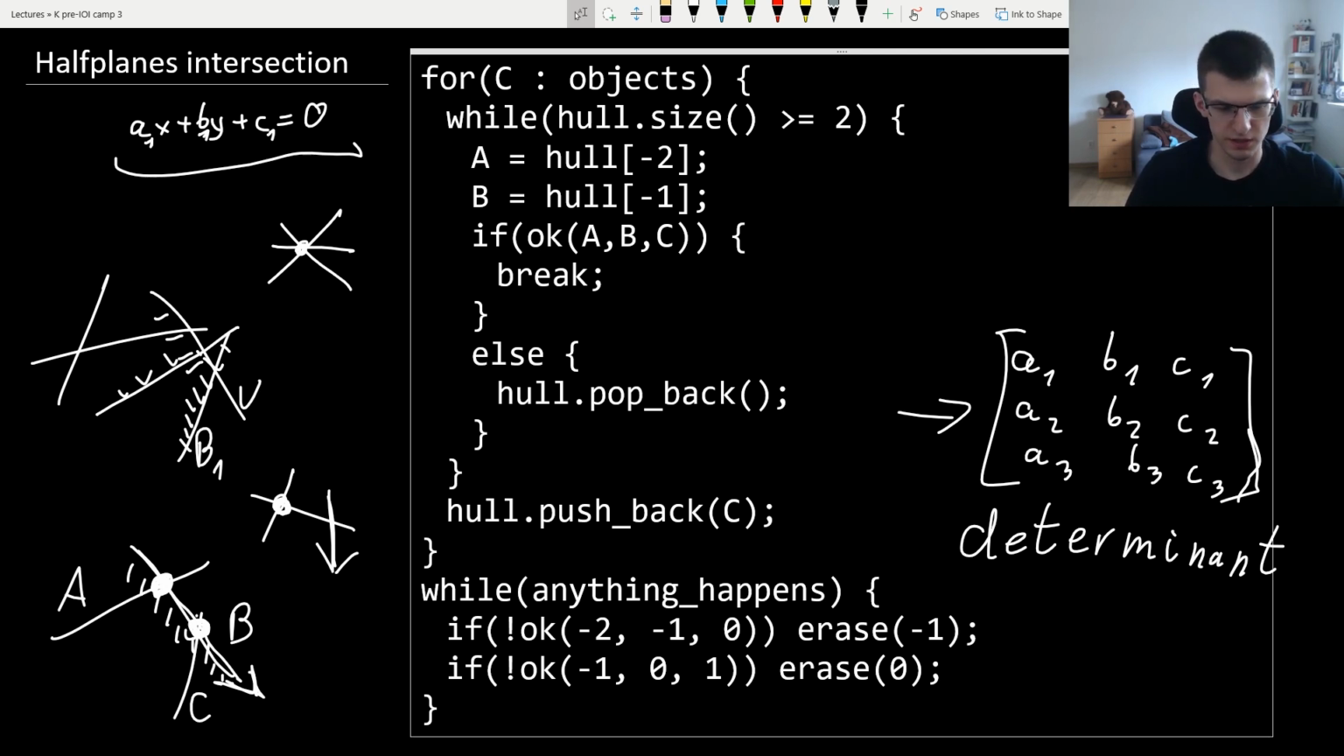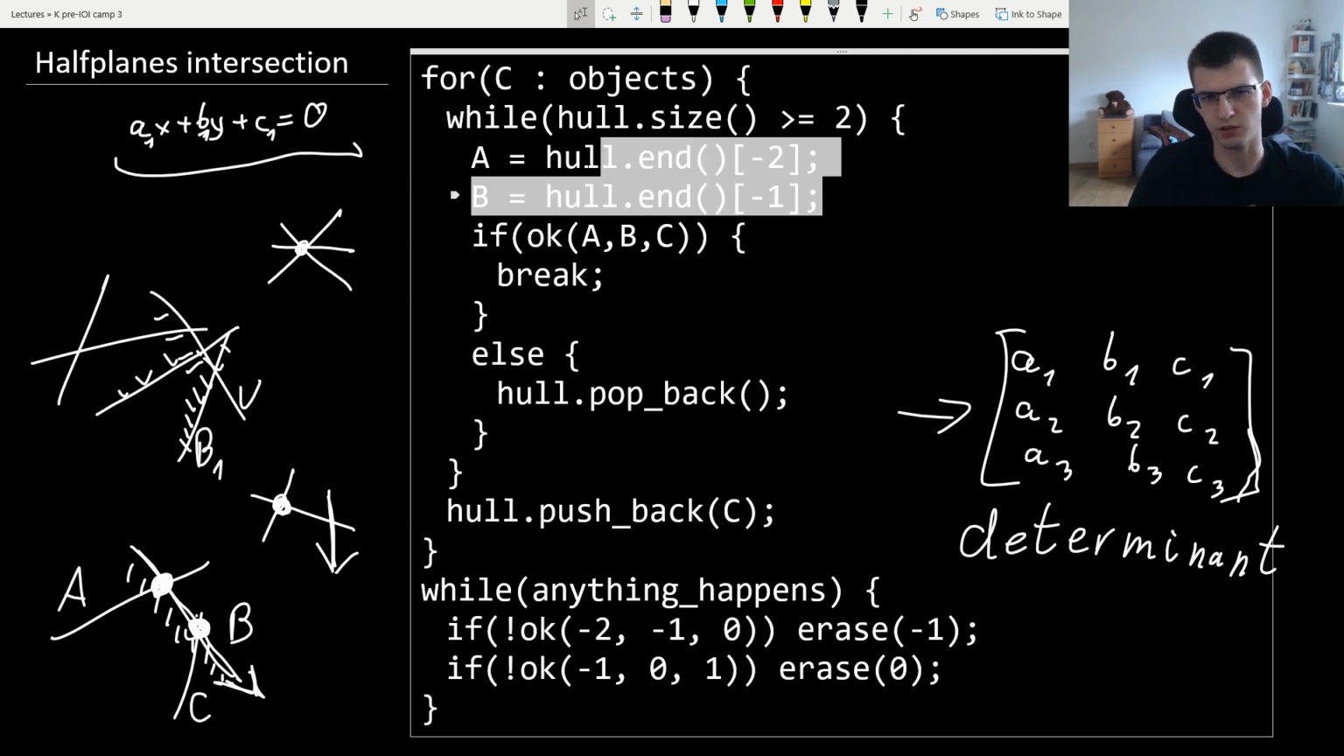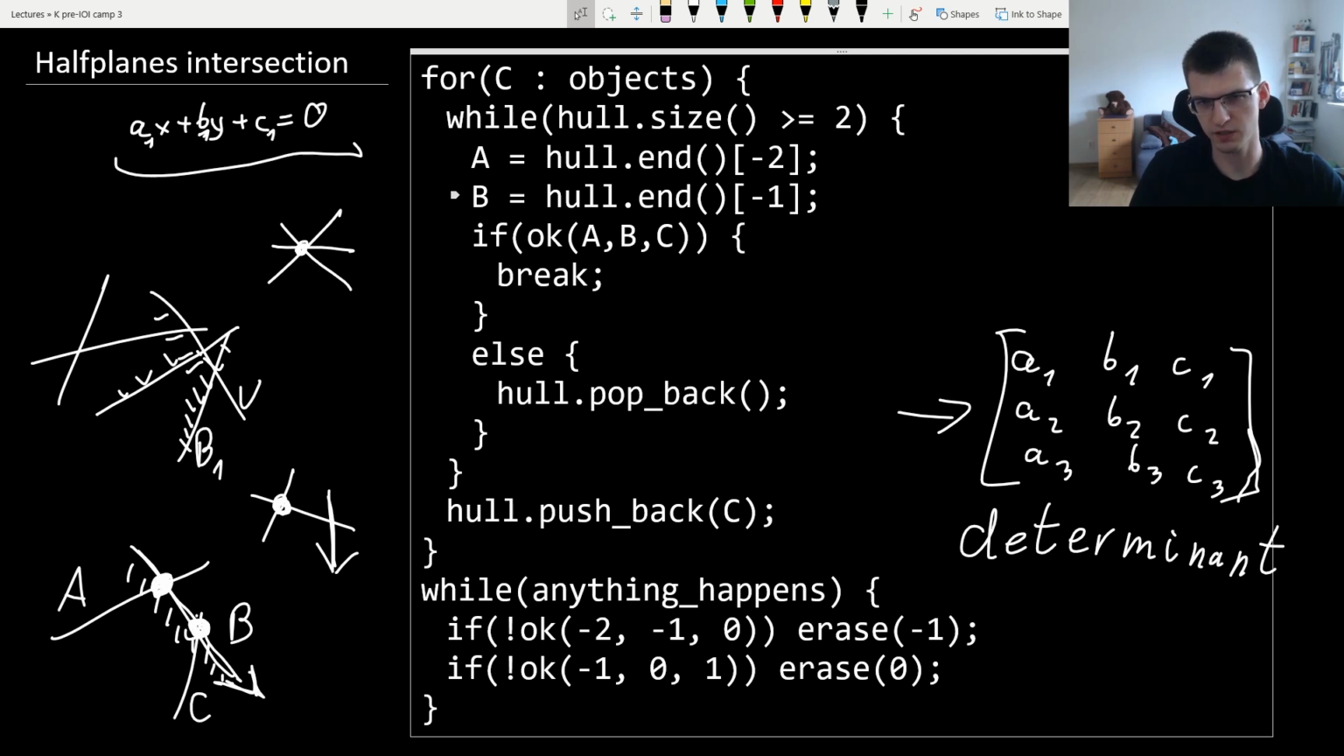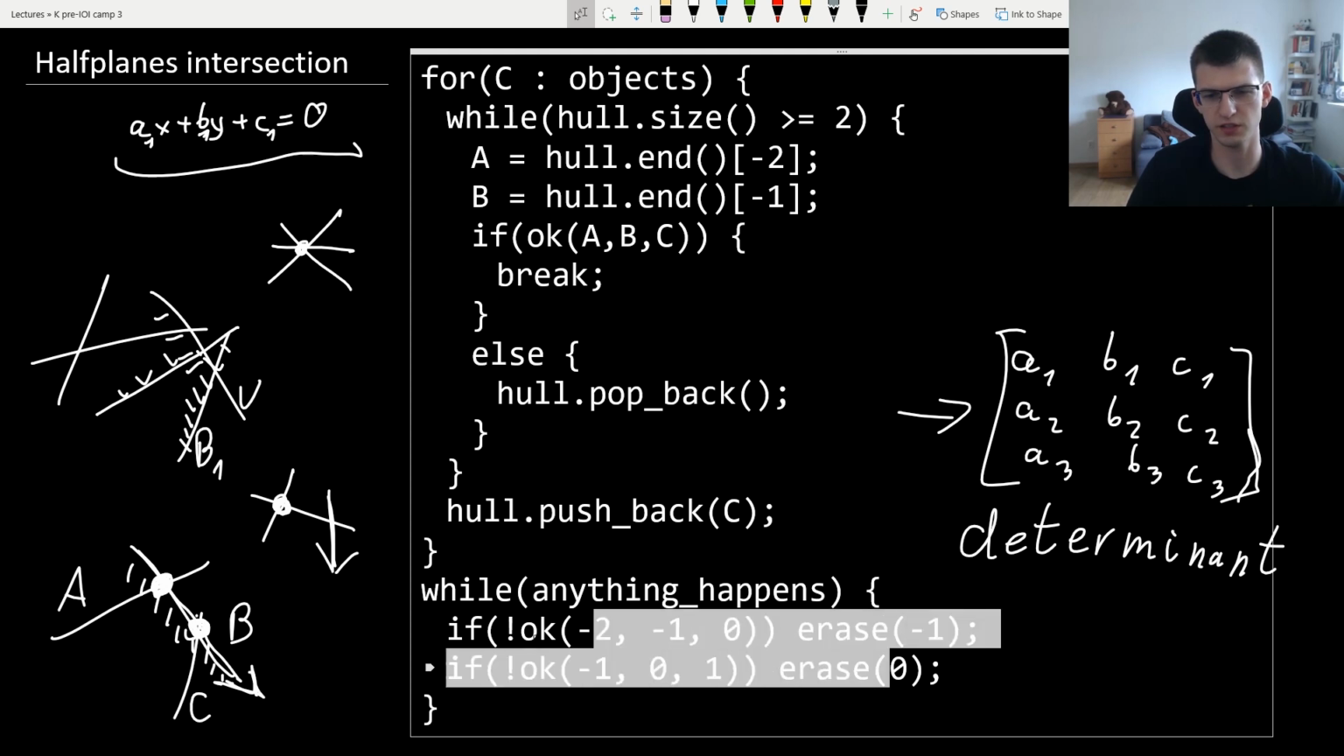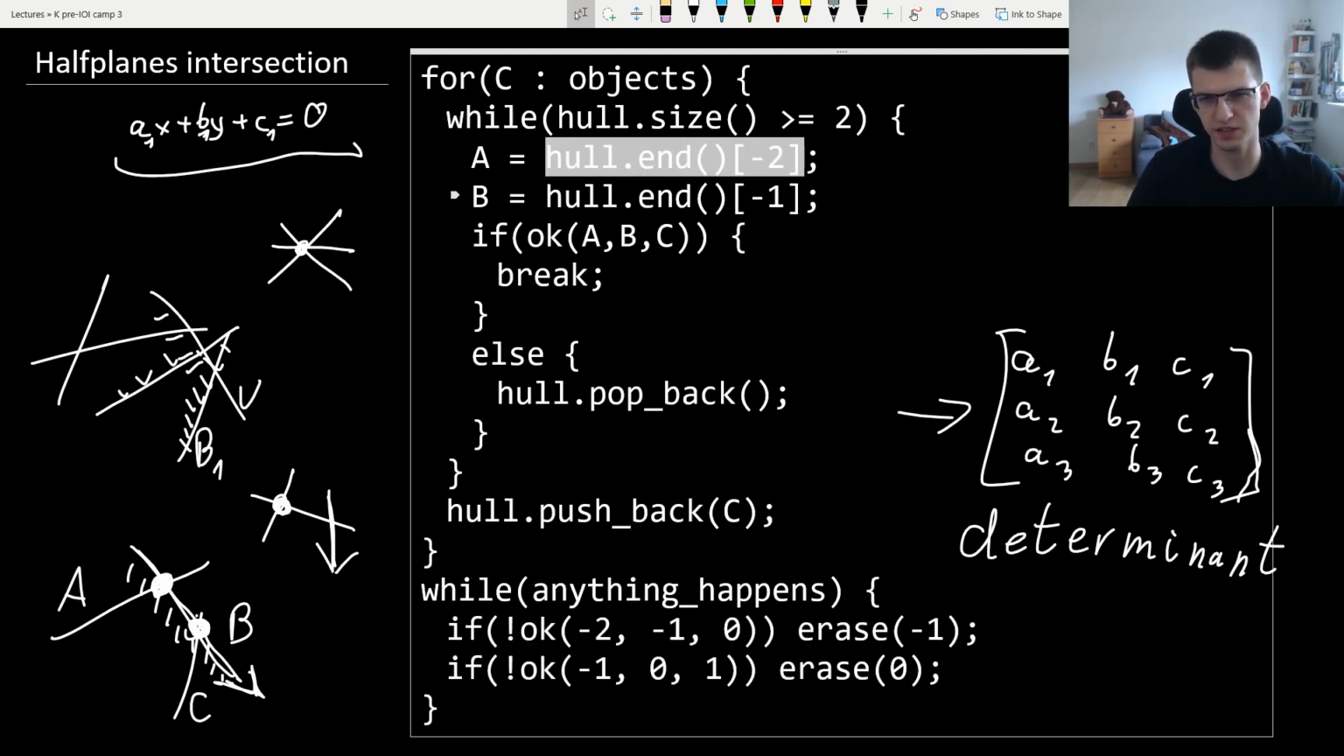In C++, by the way, you can write this. And that is now not pseudocode. This works. A and B will be the second last object and last object. Of course, the last object can also be accessed like that. But maybe this looks nicer and we see what happens. Also, in those ifs there, you can use this thing for accessing the second last element.